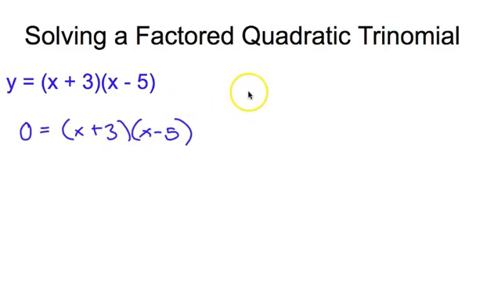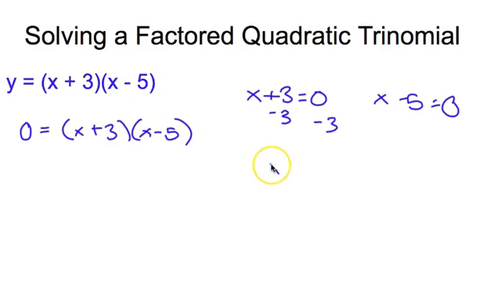Using the zero product property, either x plus 3 has to be equal to 0 or x minus 5 has to be equal to 0. I can solve both of those very quickly and easily. And what I find is that x must be either negative 3 or 5. So again, all I've done on this is that I took my equation in standard form, I factored it, which turns it into factored form, and then I can use the zero product property to solve it.